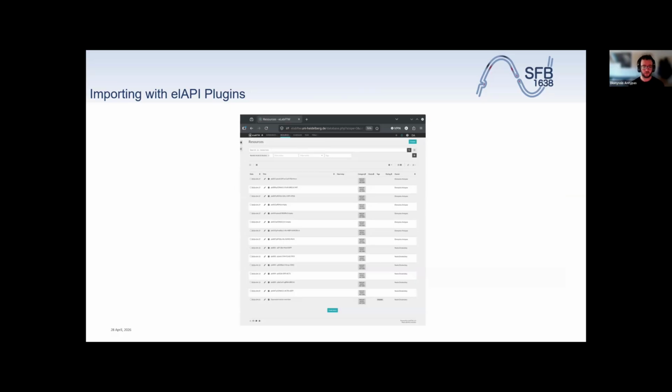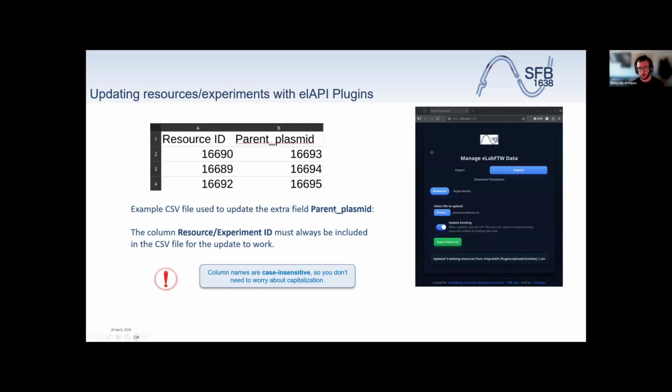And now we come to the part of the update. In case you want to change something, or you forgot anything, or you have any new things that you have to add in your entry, what you have to do is to use our update function. So you have to select the import and activate the update existing button. And what you need is a column called resource ID or experiment ID. And then you have to have your entry or your extra field as a column and the new value you want to add.